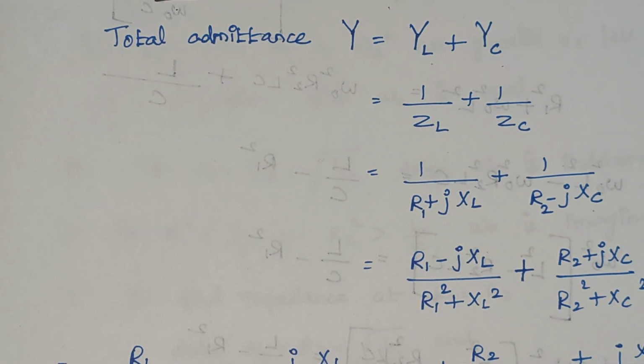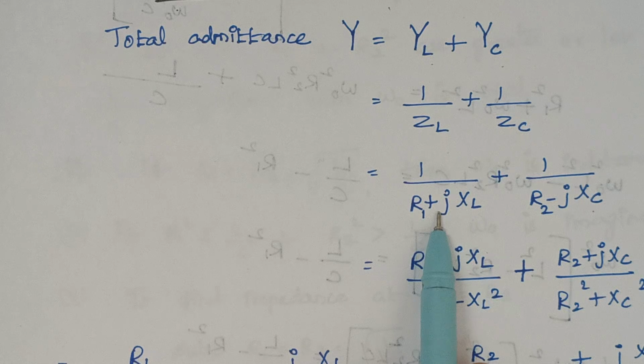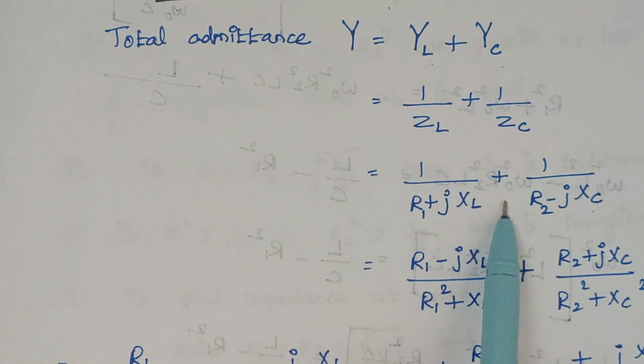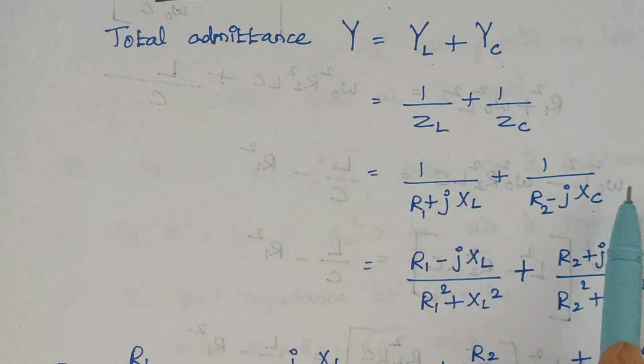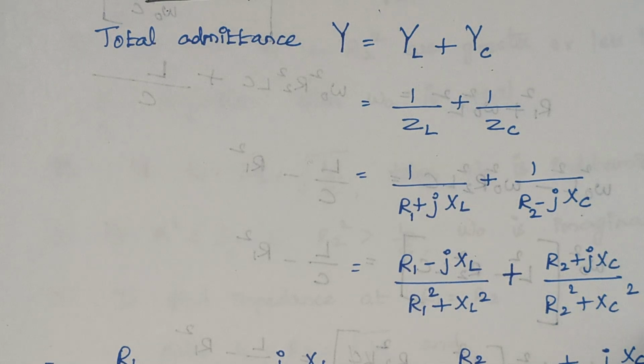Here we are just taking the complex conjugate. So R1 minus JXL, that is, we are multiplying this expression with its opposite sign. That is 1 into R1 minus JXL divided by R1 minus JXL. Therefore here R1 minus JXL divided by R1 square plus XL square, and here R2 plus JXC divided by R2 square plus XC square. Right.